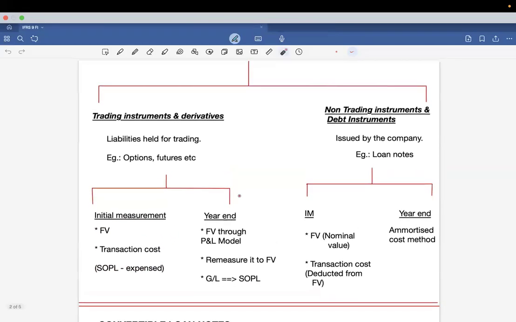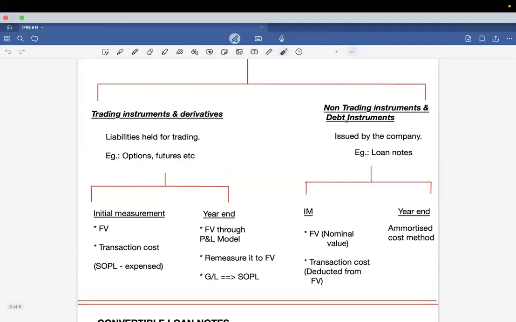Now, the next category is non-trading instruments and debt instruments. Non-trading means you're not intending to sell it to someone else, right? And the company is going to issue that, for example, loan notes. If the company is issuing loan notes to the public, then that becomes a non-trading element. Clear? And there are two measurements, initial measurement and the year-end measurement. Clear?